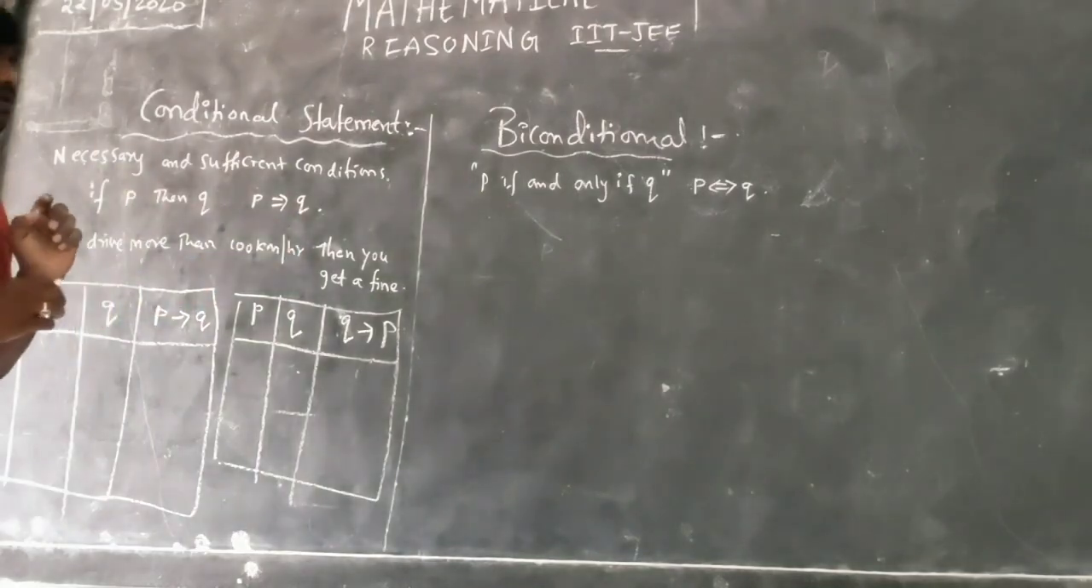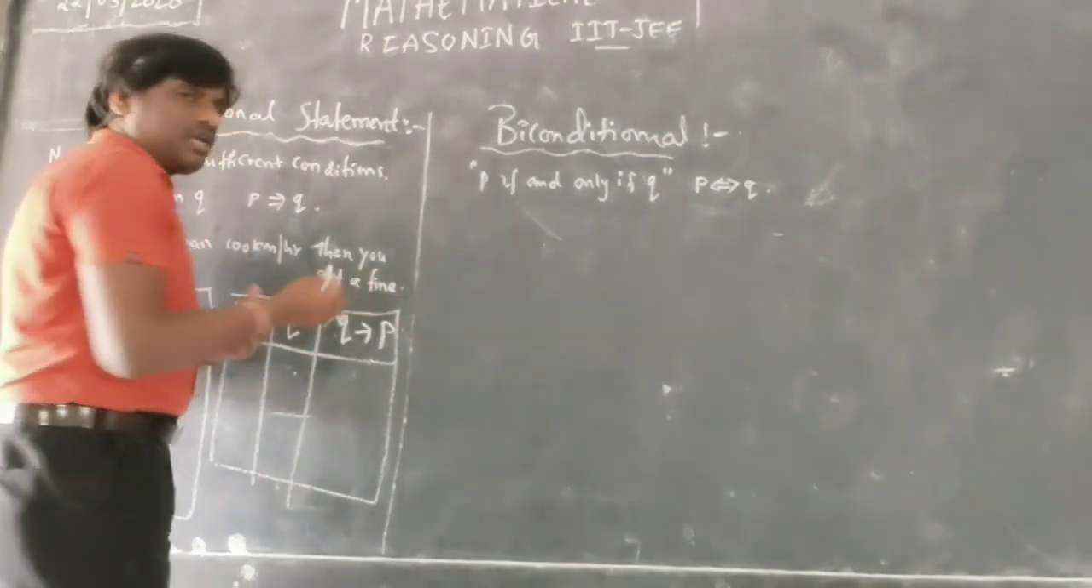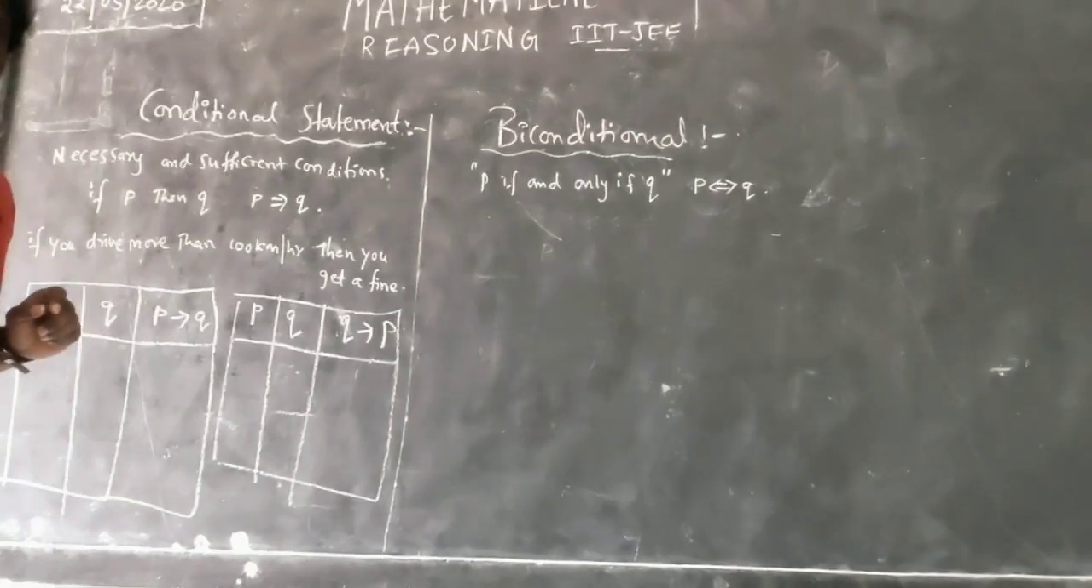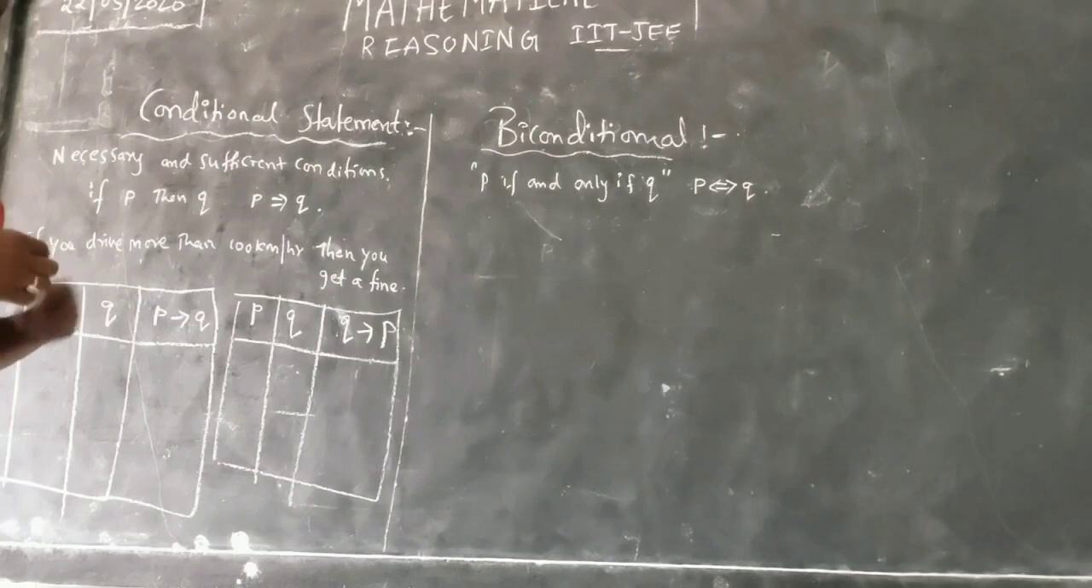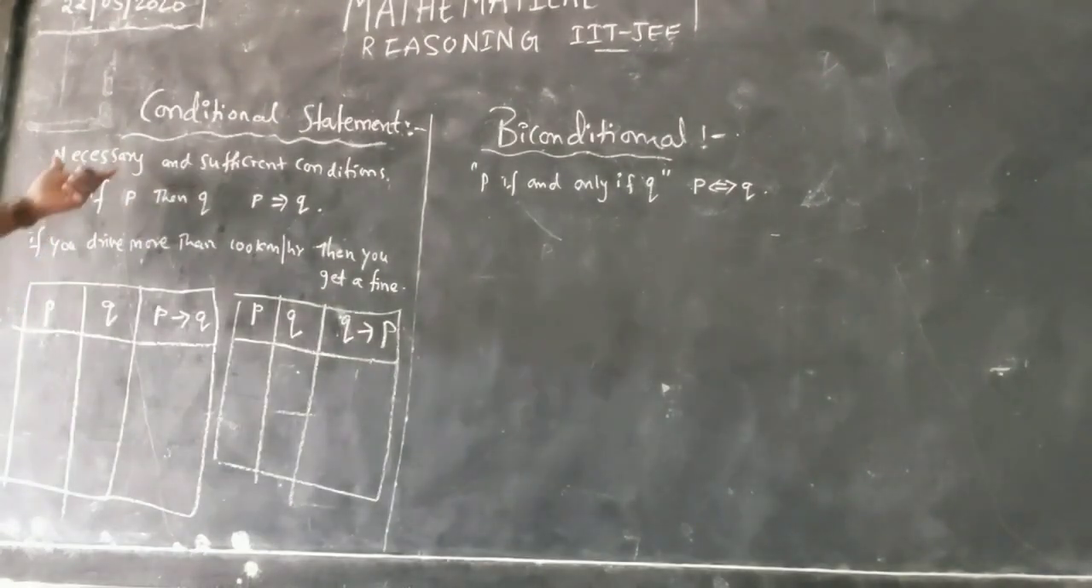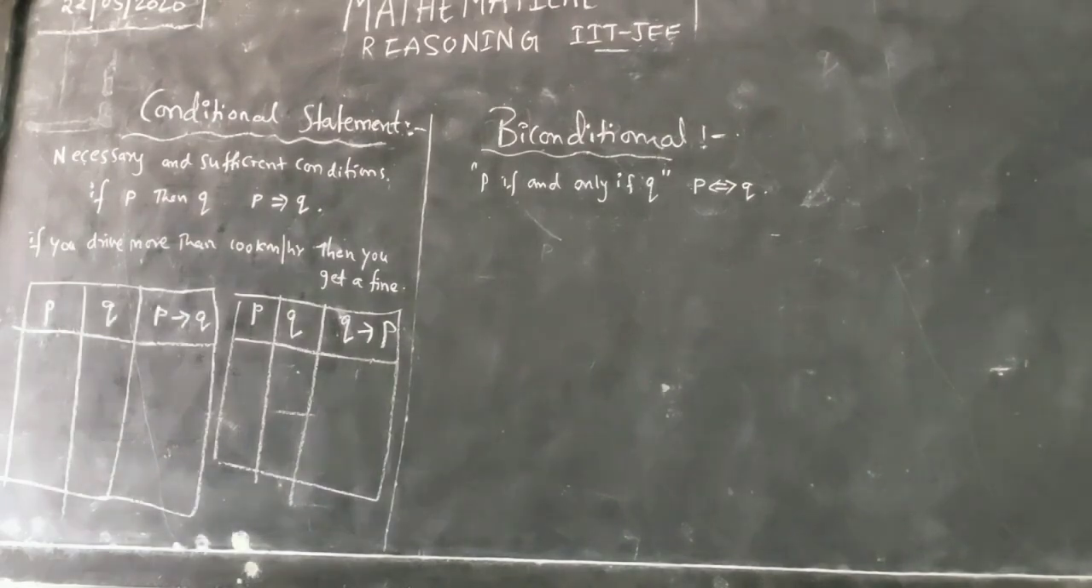For example, you have 2 is a prime number and 5 is an odd number. Then you can write it as, if 2 is a prime number, then 5 is an odd number. Like that we can join two statements using this conditional statement.